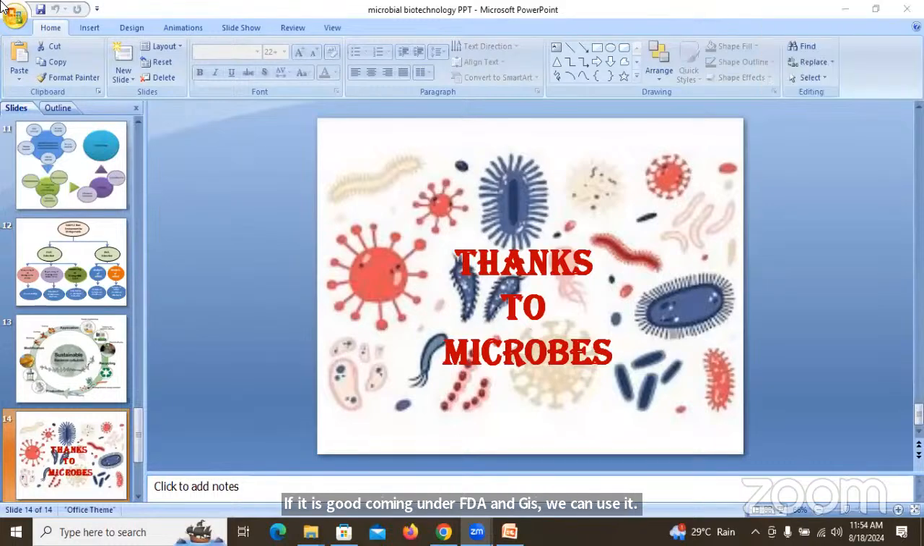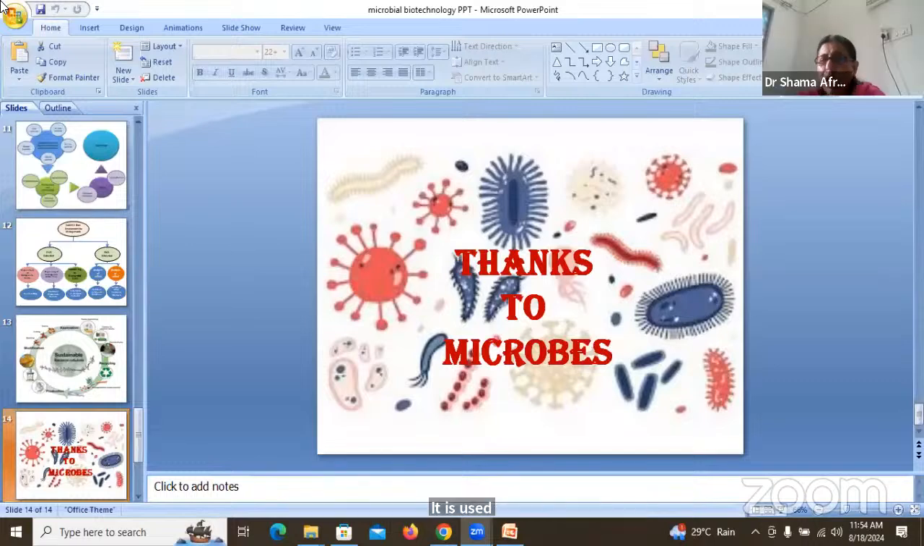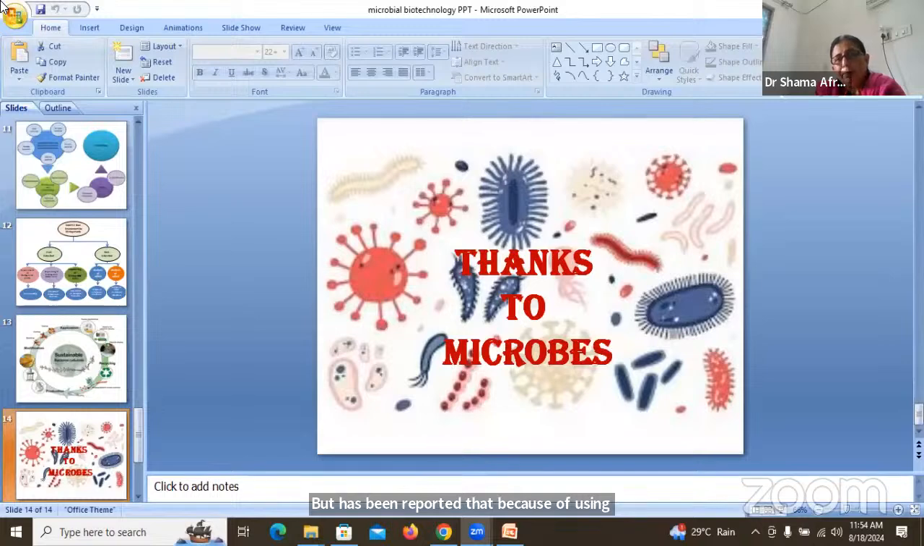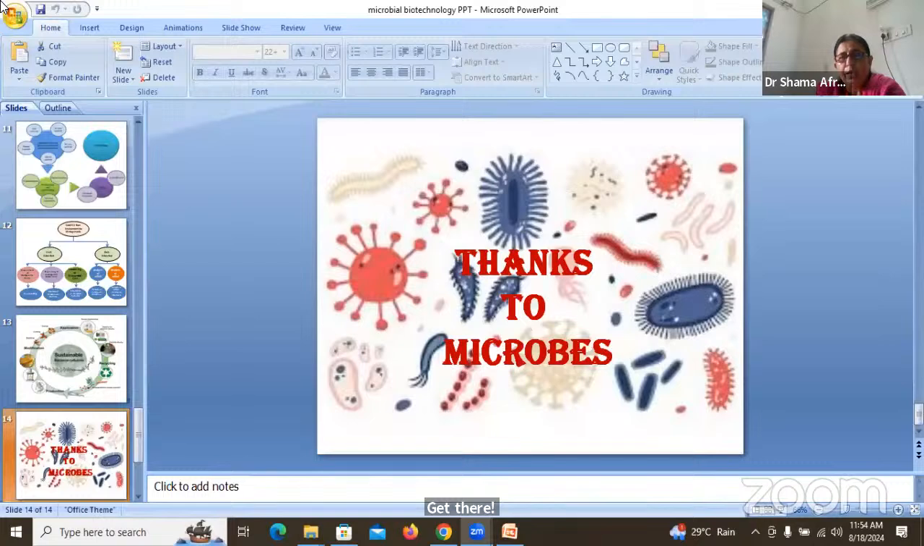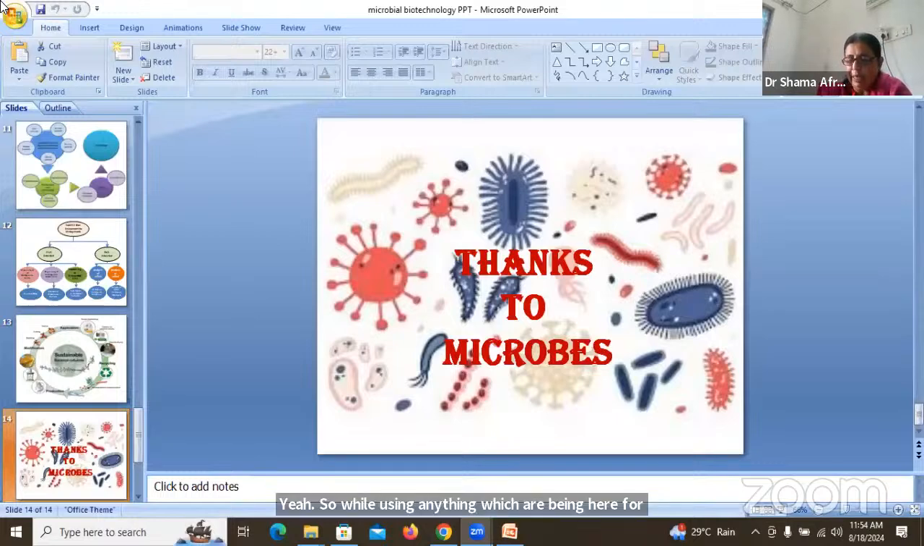Propionibacterium shermani is used for Swiss cheese, but it has been reported that using it can cause bowel syndromes and different types of syndromes. So while using anything for the production of human intake, we have to follow the rules of FDA as well as GRAS. We have to check for that also.